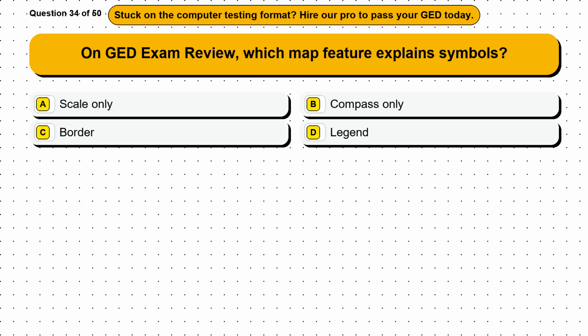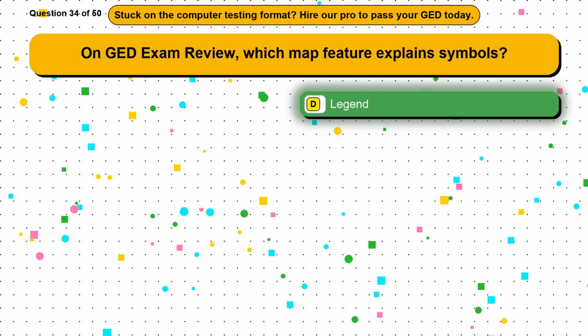Question 34. On GED exam review, which map feature explains symbols? Option A, scale only. Option B, compass only. Option C, border. Option D, legend. The correct answer is option D.